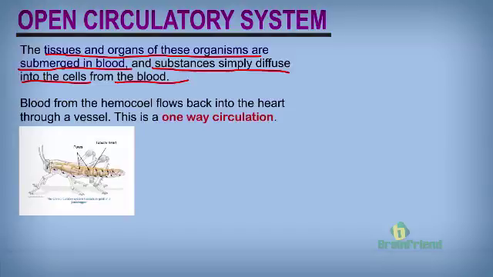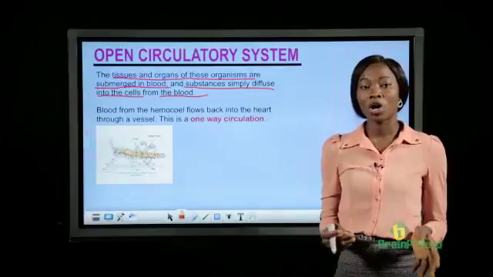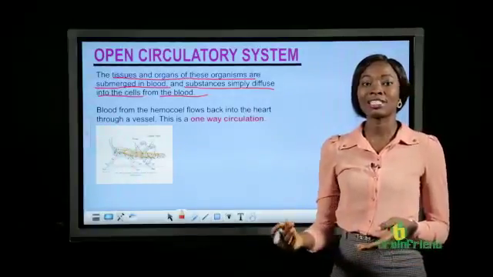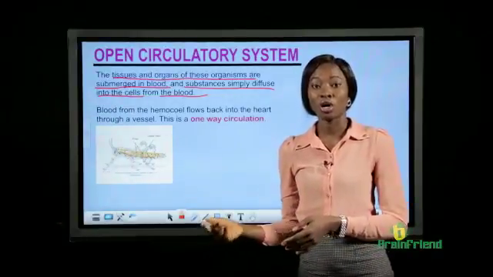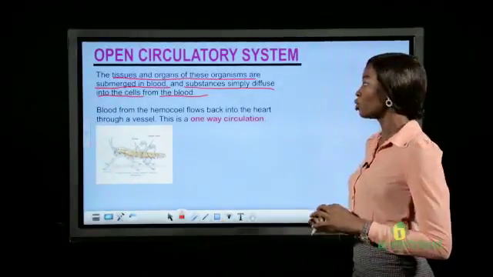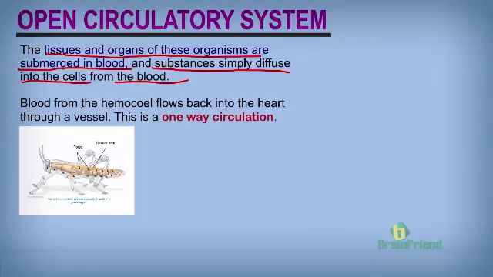It's more like a very simple type of circulation. Blood opens into empty spaces, organs are submerged in the blood, substances diffuse into the cells of the organs, and substances diffuse out of the cells of the organs into the blood. Blood from the open spaces, that's the hemocoel, flows back into the heart after the entire circulation. Blood from these empty spaces flows back into the heart through a different group of vessels known as ostia.